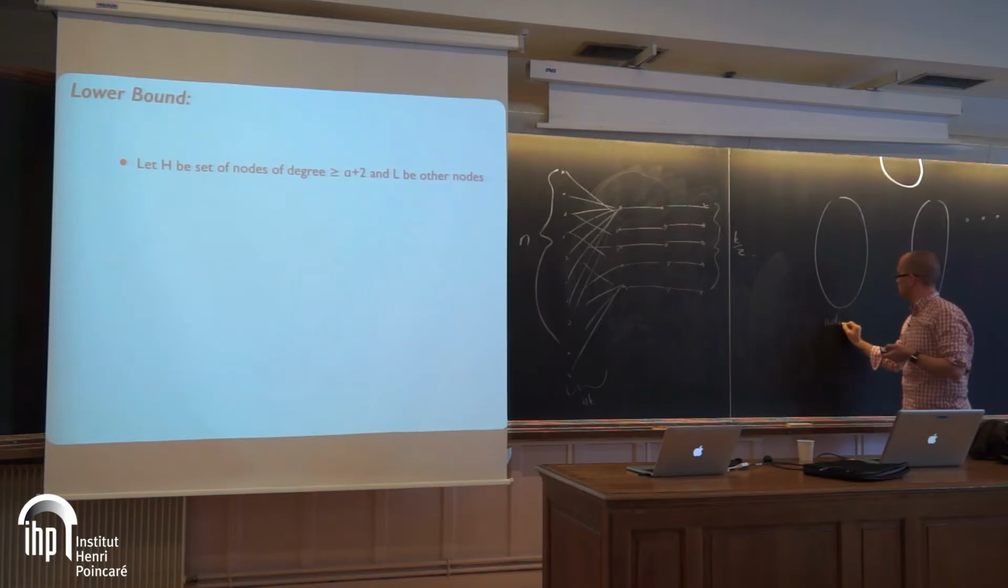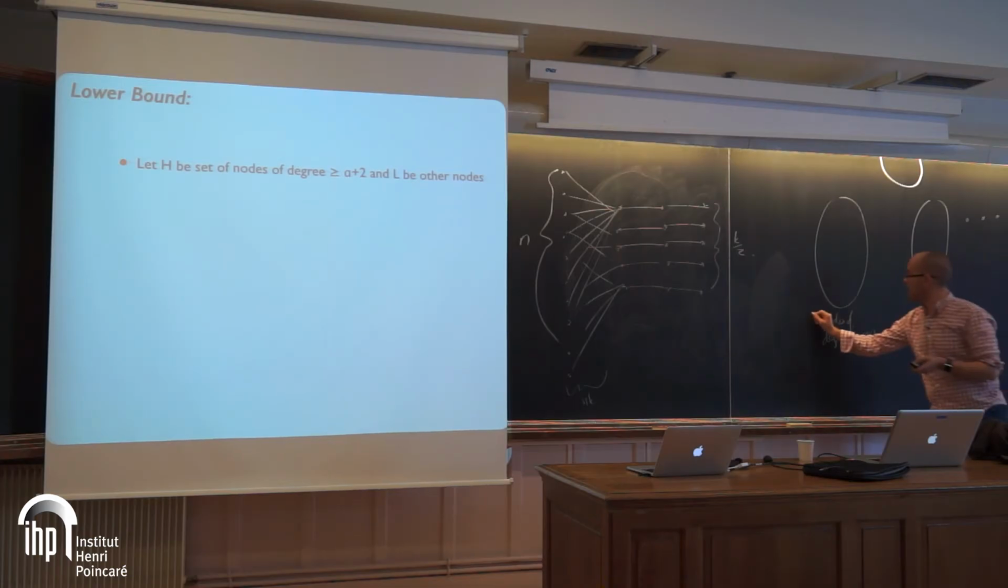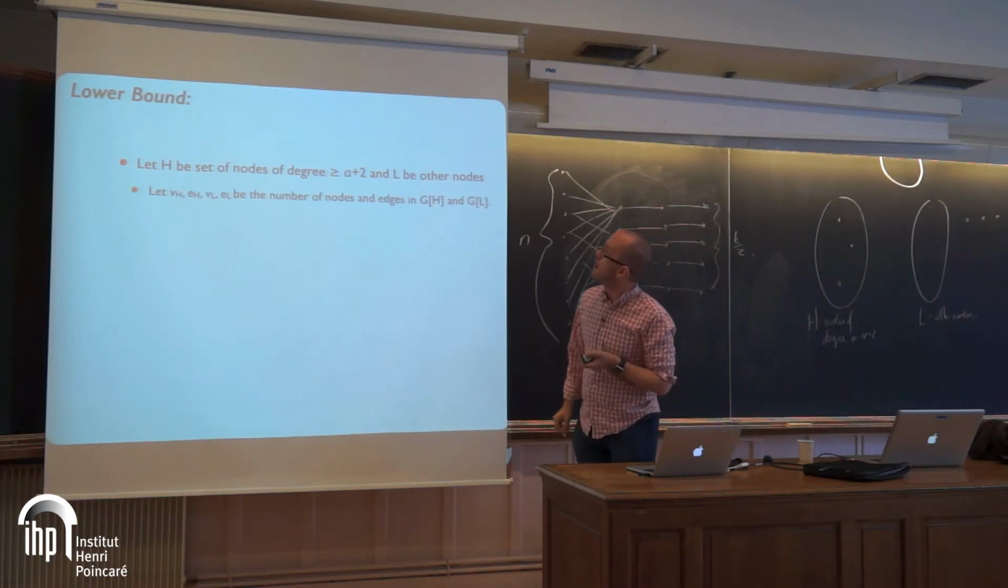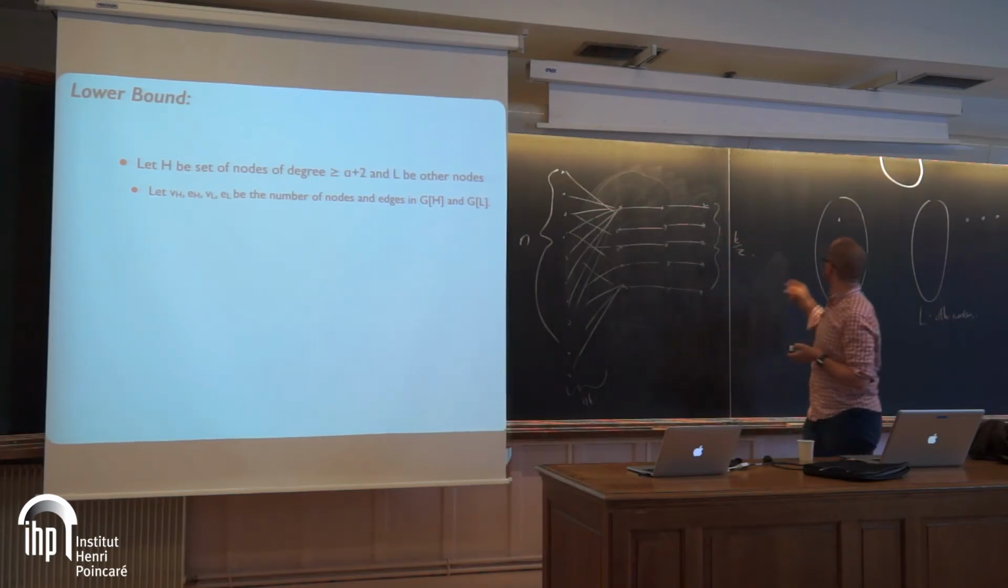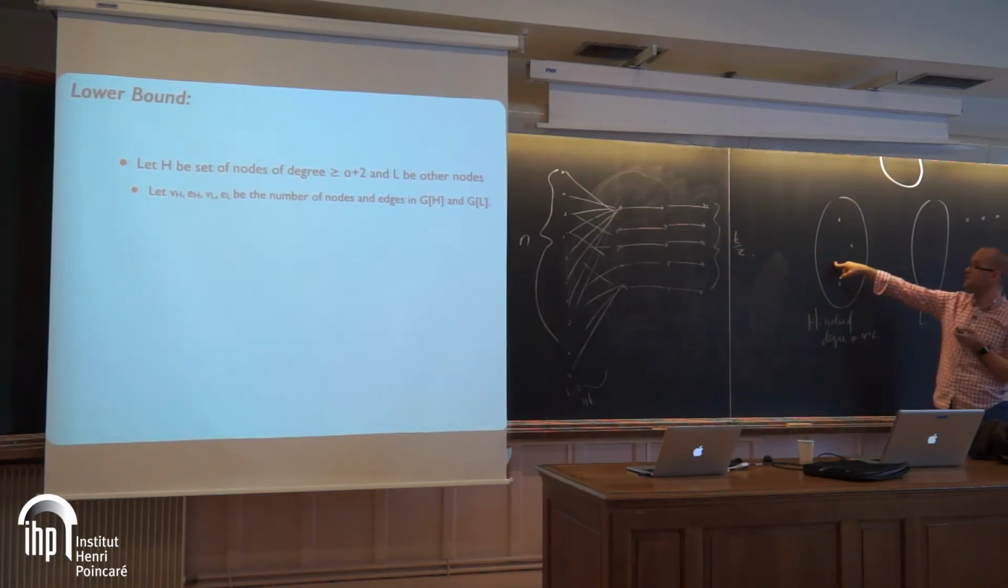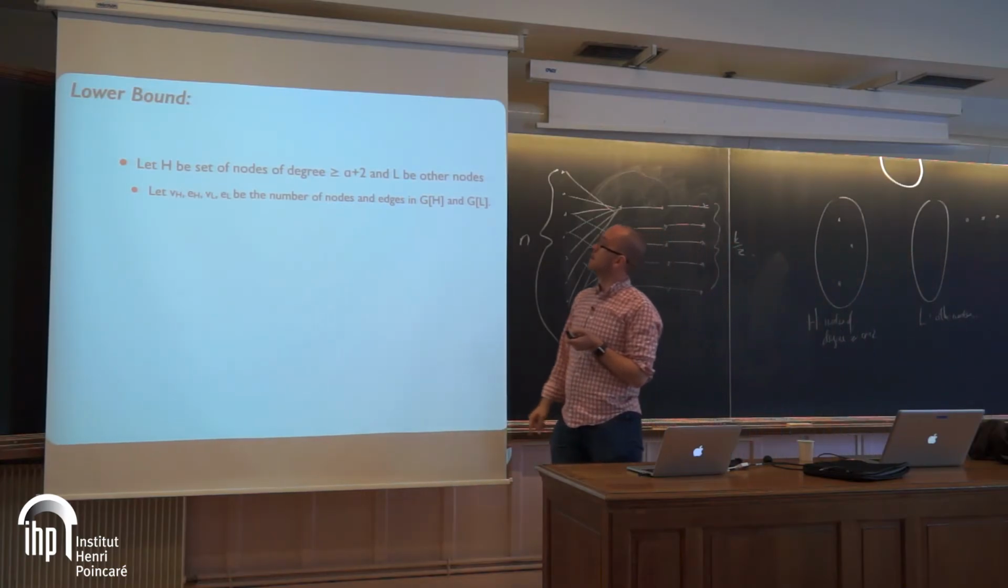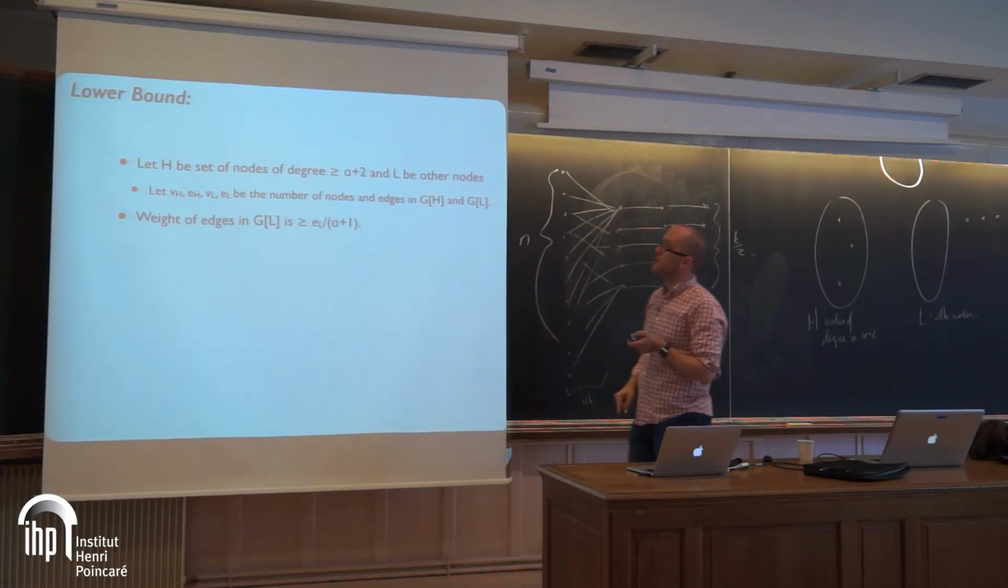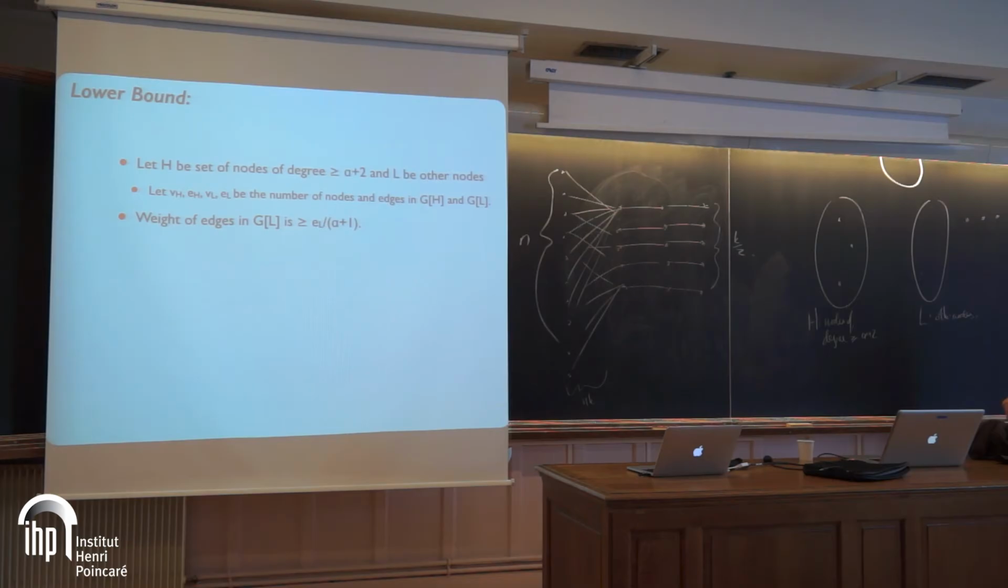Let's do that. Okay, so I'm again going to think about heavy and light nodes. I have my graph. These are the nodes of degree greater or equal to alpha plus 2, I think I said. And so we'll call these H. And this will be the other nodes, and a bunch of nodes here. Okay. And these are other nodes. Some notation: let VH be the number of nodes here, let VL be the number of nodes here, let EH be the number of edges here, let EL be the number of edges here.